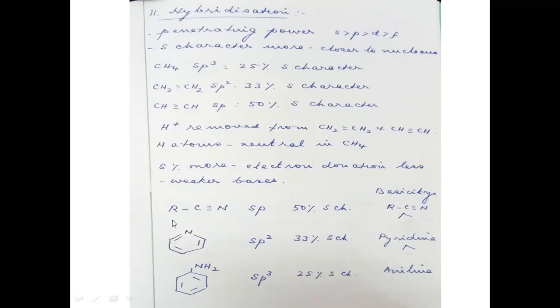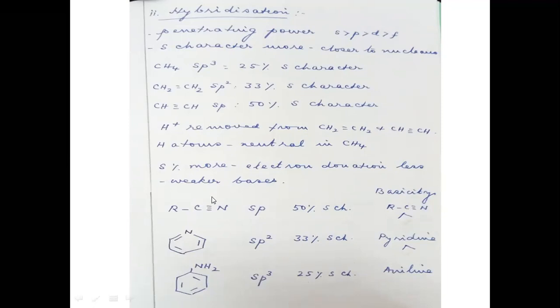So look here, this is cyanide group. Look at the nitrogen. The hybridization in nitrogen in the case of cyanide group is sp, that is 50% S character. In the case of pyridine, sp2, which is 33% S character. In the case of aniline, sp3, which is 25% S character.